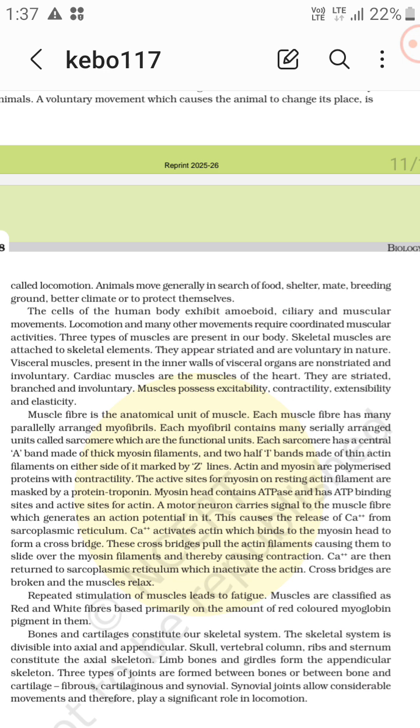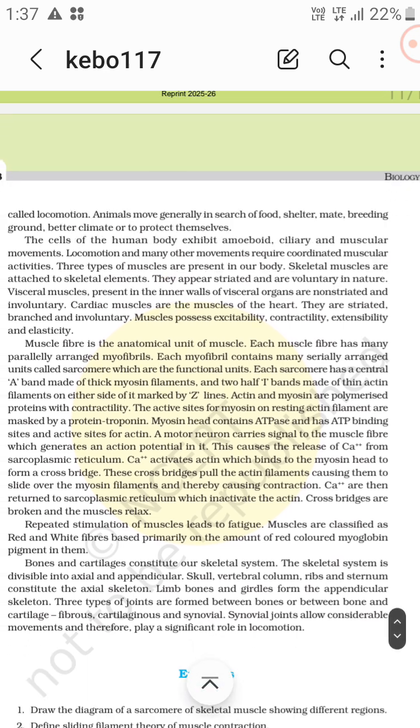Now coming to the point, actin and myosin are polymerized proteins with contractility. These are the contractile proteins. Myosin head contains ATPase and has ATP binding sites and active sites for actin. Okay, this is done.